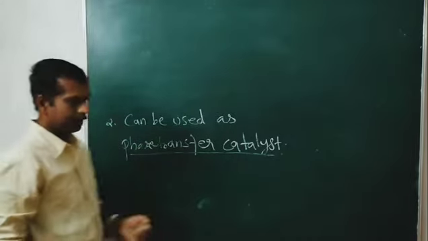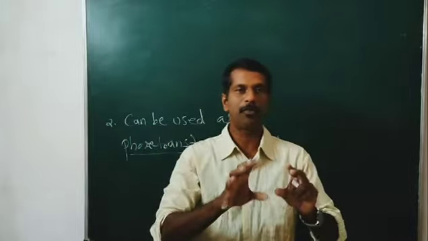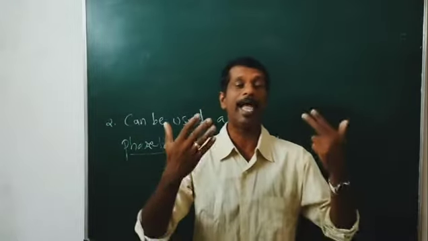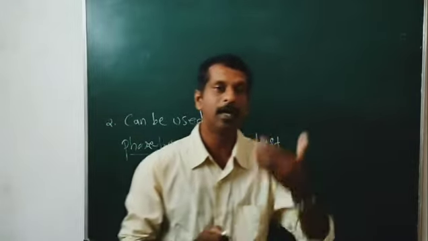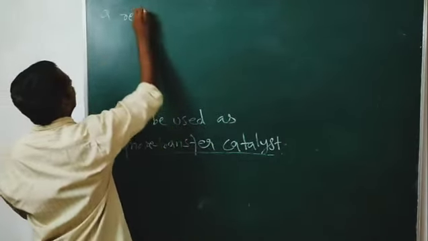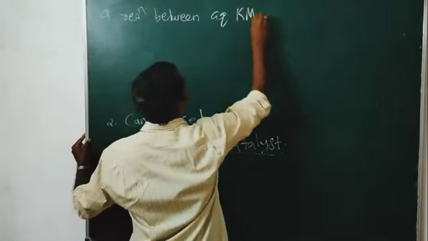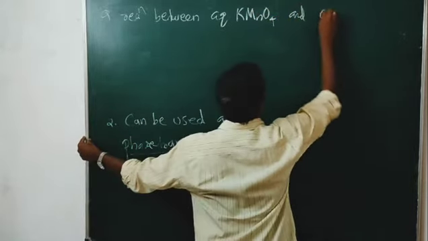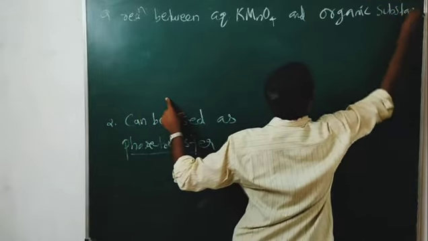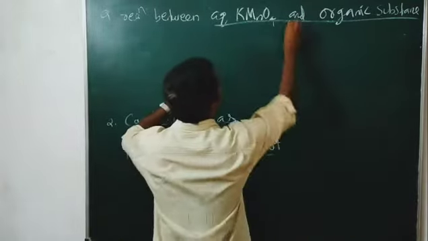We can see that the reaction between aqueous KMnO4 and an organic substance in organic solvent is accelerated by a small amount of crown ether. That means, what is that? Example is the reaction between aqueous KMnO4 and an organic substance. Okay, the reaction between aqueous KMnO4 and an organic substance in organic solvent.